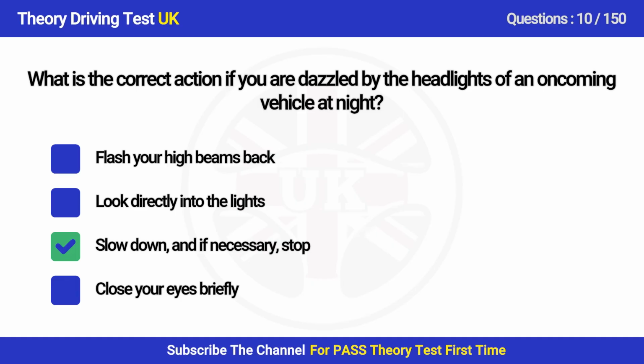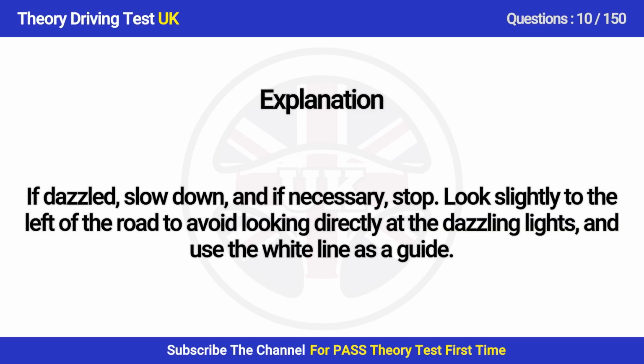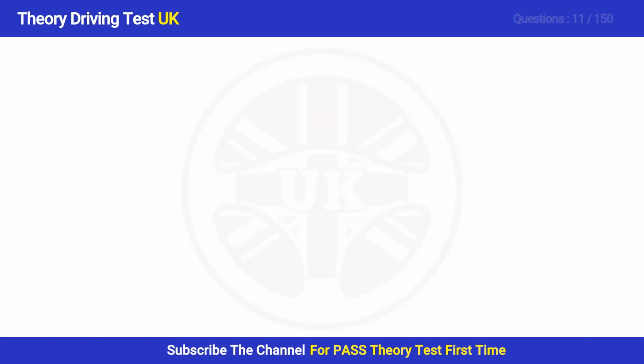Answer is C. Slow down and if necessary stop. If dazzled, slow down and if necessary stop. Look slightly to the left of the road to avoid looking directly at the dazzling lights and use the white line as a guide.